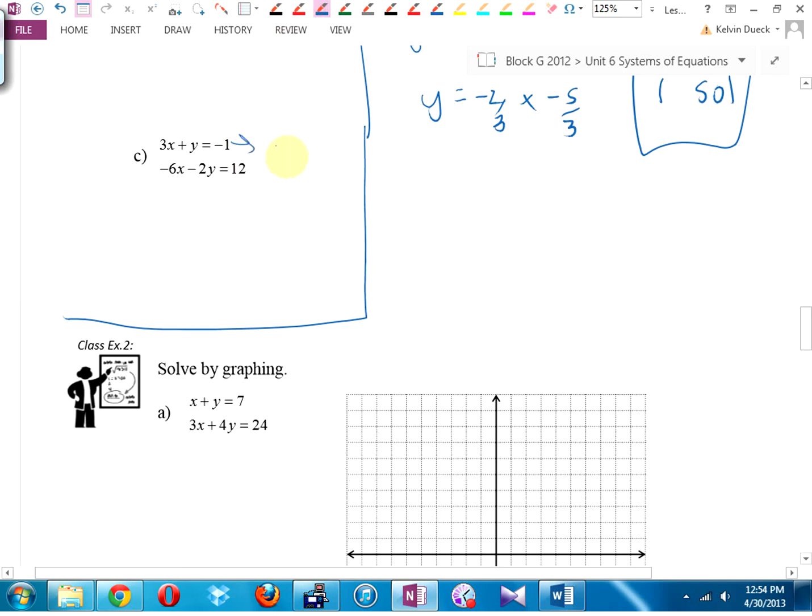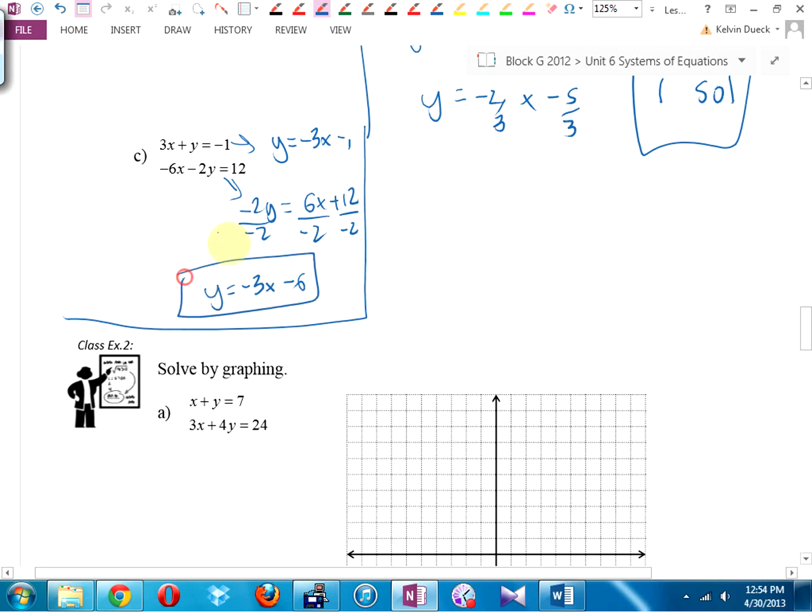This is going to be y equals negative 3x minus 1, minus 3x from both sides. And this is going to be negative 2y equals 6x plus 12, divide by negative 2, divide by negative 2, divide by negative 2. It's going to be y equals negative 3x minus 6. So that's the second equation. There's the first equation. And Brandon, you are correct. Same slope, not the same y-intercept. Parallel, 0 solutions. Is that okay, Jordan? Yeah? Yeah.